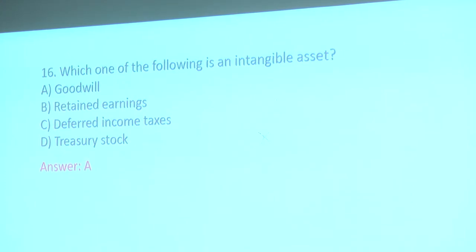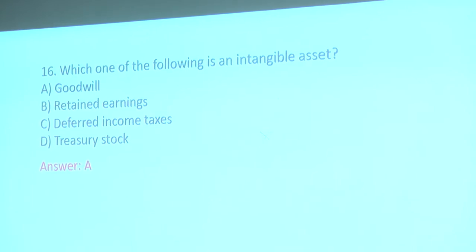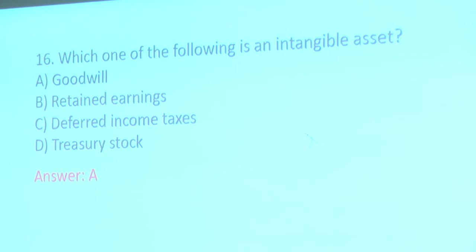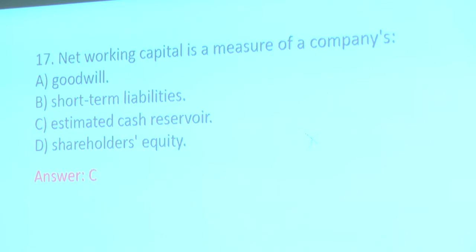Number 16, which one of the following is an intangible asset? Goodwill. If you see this on your test, you're blessed. This is a freebie question. Grab the question, don't tremble your hand and scratch the wrong answer. Goodwill. Net working capital is a measure of a company's estimated cash reservoir, how much net liquid asset the company has, or cash.